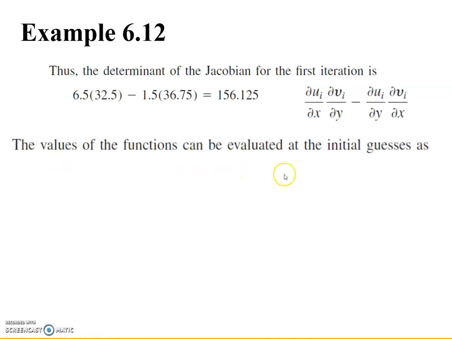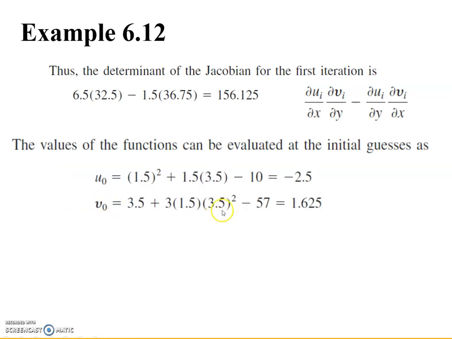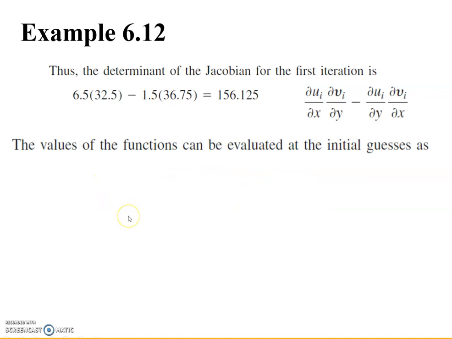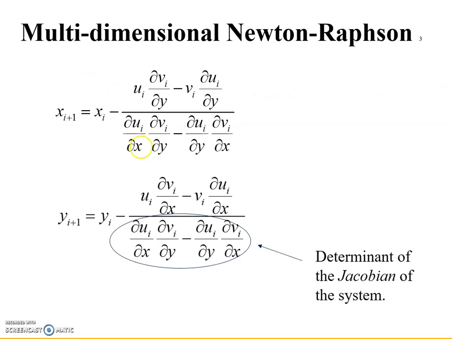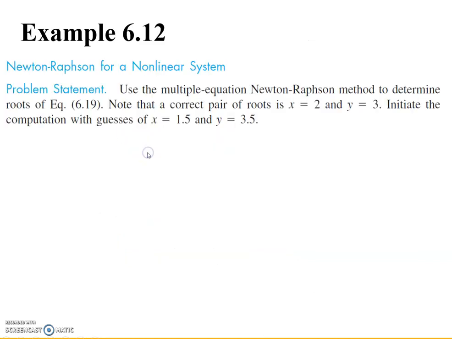The values of the function can be evaluated at the initial guesses, because we need u naught and v naught. Why? Because you see that in this formula we need the values of u and v. Because we are starting from the initial value, it will be u naught, v naught, so the values of u and v we need to calculate.